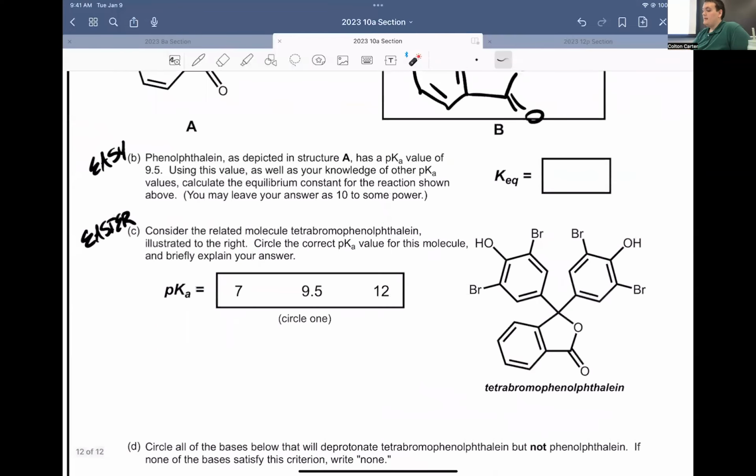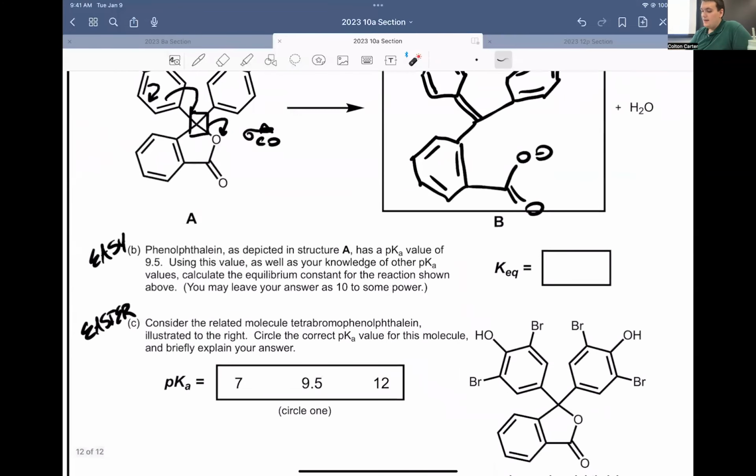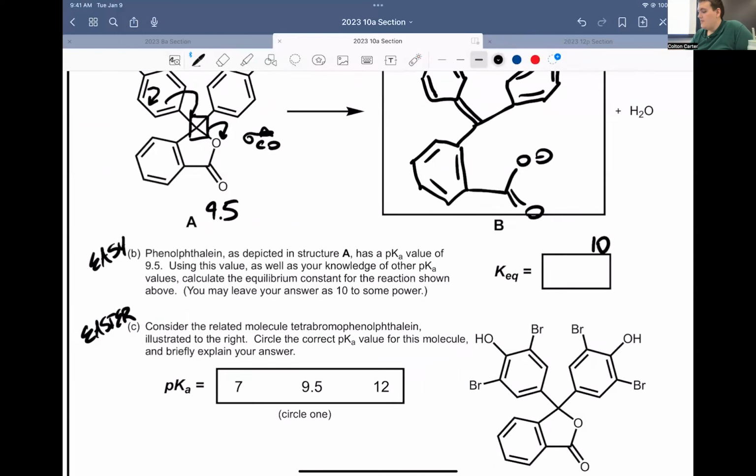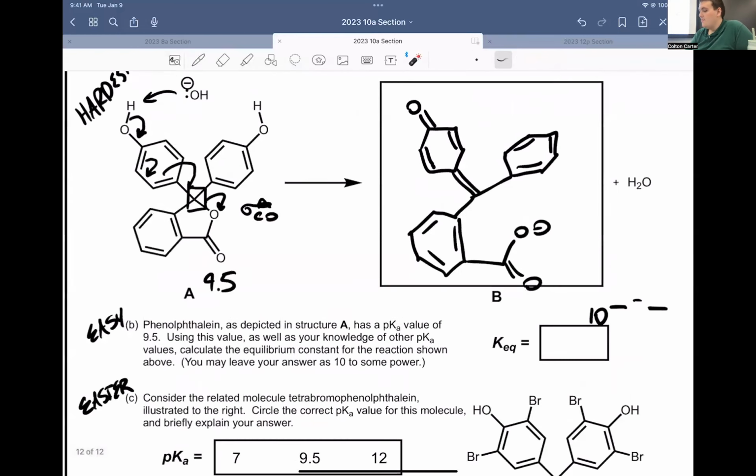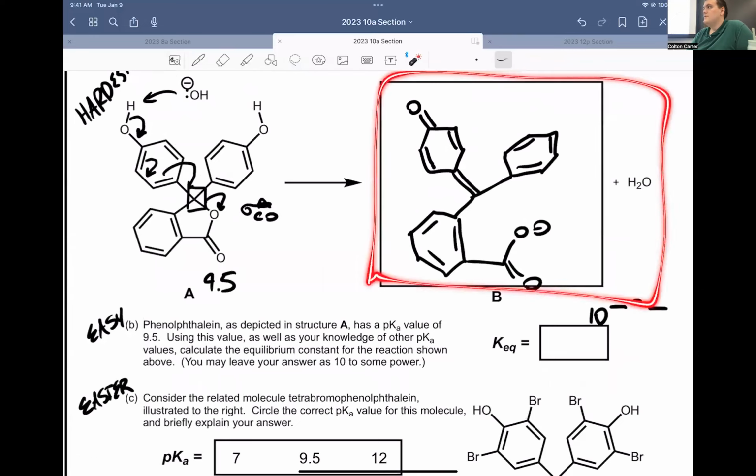Really quickly, I'm going to talk about B and C. So B says that this thing, A, its pKa is 9.5. Use what we know about our memorized pKa values to figure out the Keq. So remember, it's 10 to the power of the product pKa minus the reactant pKa. So within the products here, which one is going to be the acid?